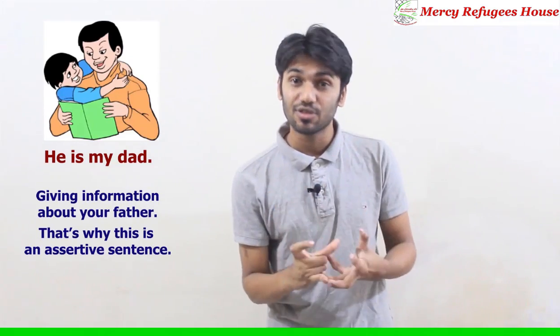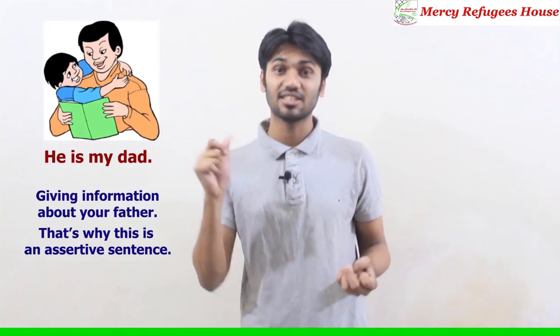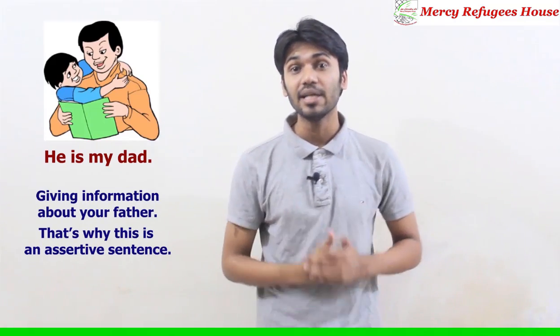That should be very effective. Did you get me? Let's go with the examples. Look at this picture. See, it's saying he is my dad. You are essentially giving information about your father. In this sentence, this guy is saying he is my dad or father.